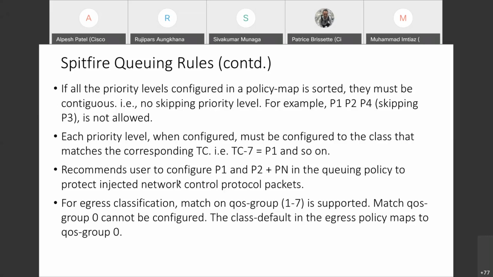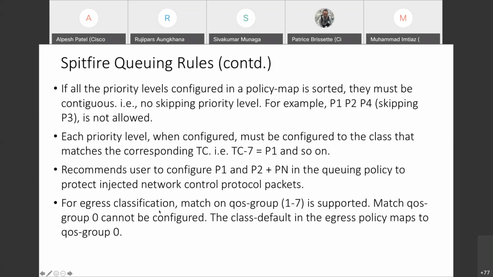So each priority level, when configured, must be configured to the class that matches the corresponding traffic class. For example, traffic class 7 has to be in P1, traffic class 6 has to be in P2, and so on, right? Like I mentioned, traffic class 0, you cannot put the priority in that, it goes to the default class. Correspondingly, every traffic class has to go in that particular priority level if we are configuring more than 2 priority levels. Generally speaking, we recommend users configure P1 and P2, and then the normal priority classes in the queuing policy in order to protect the injected network control packets, because those control packets might be impacted based on what configuration we have.